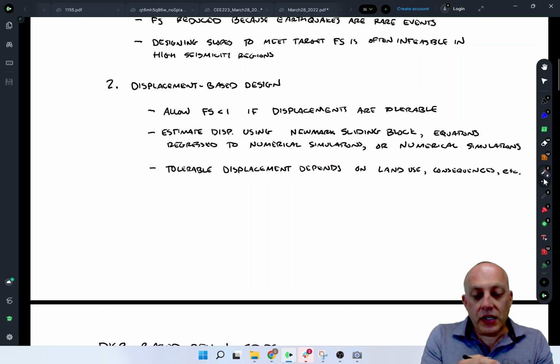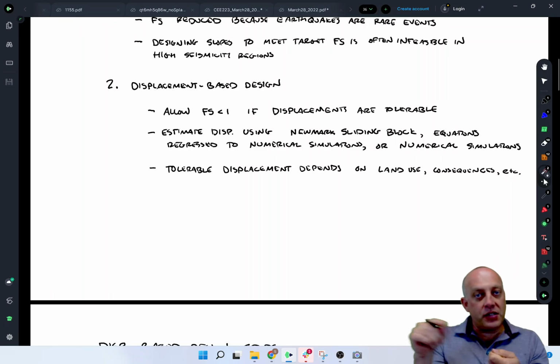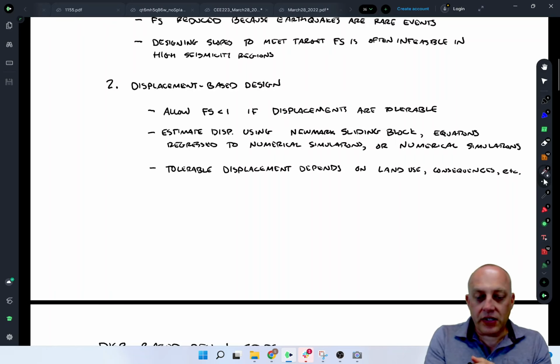So what we do is typically estimate using a Newmark sliding block method, and that Newmark sliding block method can be run on a time series itself. So you can plug in a time series and a yield acceleration, or more likely you would use equations where other people have done many of these Newmark type analyses, not always with a rigid block, and develop equations that are regressed to those simulations.